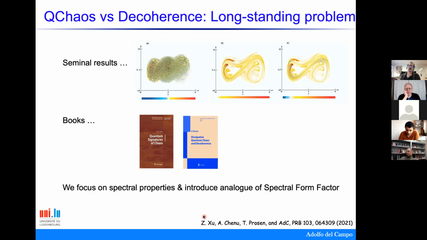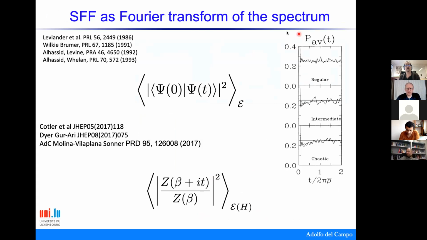So let's go a bit back in history. It's a while back, in the 80s and 90s, people realized that if you want to tell whether a given system is chaotic or not, one of the things you can do is to plot the set of eigenvalues and Fourier transform it. Actually, the Fourier transform is essentially related to what is called the survival probability. You take an initial state which has a broad support in energy space, so essentially has non-zero components over the whole spectrum. You time evolve it with your system Hamiltonian, and you project it back onto the initial state. So this is the survival amplitude.